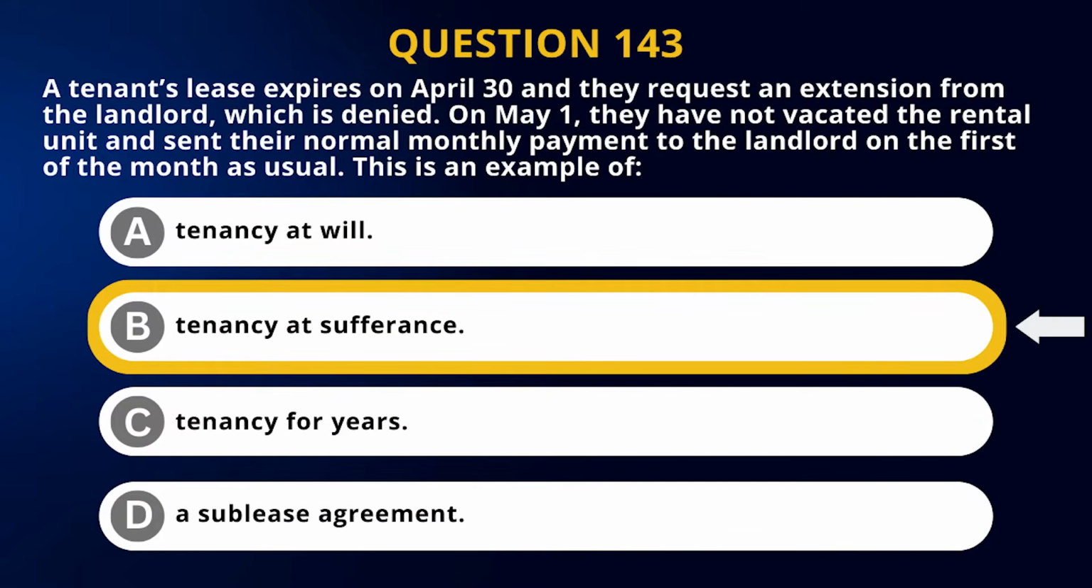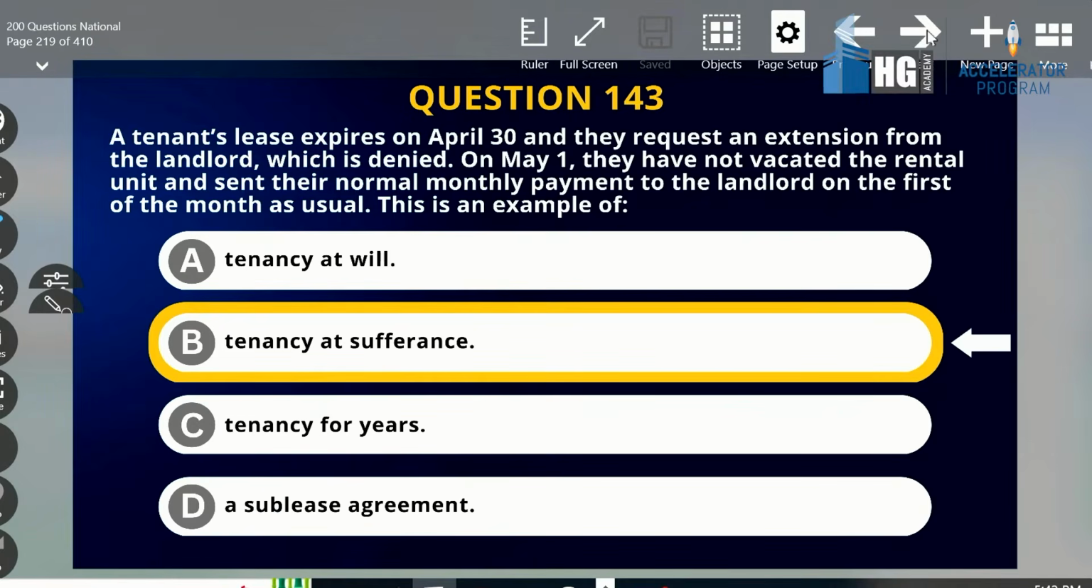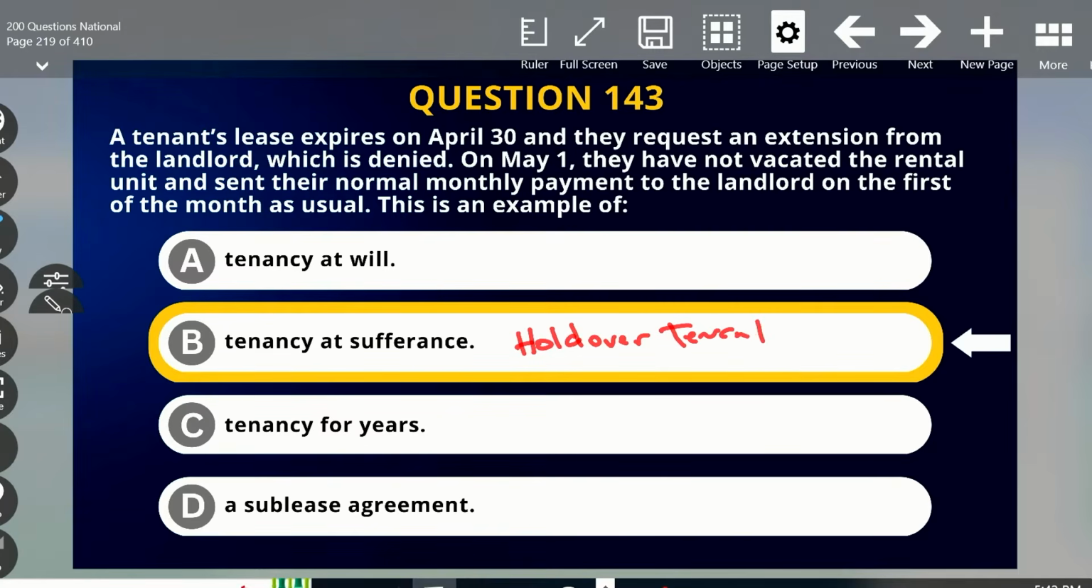Okay, so we want to know some of these leasehold estates. We want to know a little bit about all of them. You're going to learn about these in interests in real property, non-freehold estates or leasehold estates. And you want to know the definition of a tenancy at will and a tenant at sufferance. Another word that you see for tenant at sufferance is holdover tenant. And what's happened here is the tenant held over.